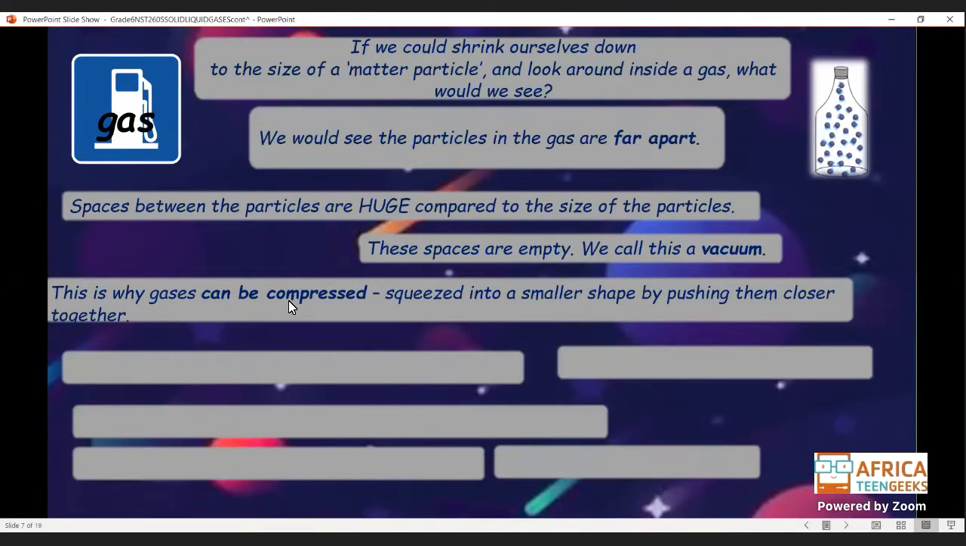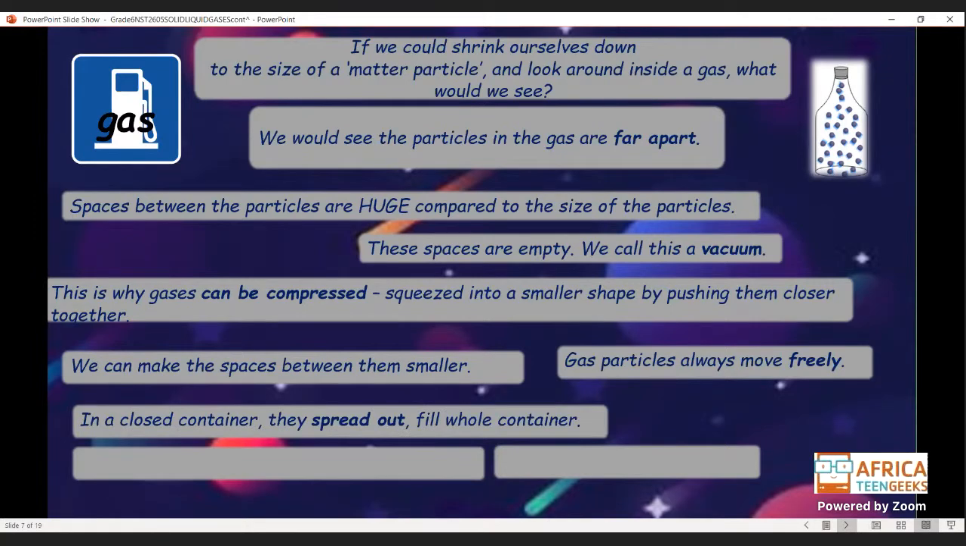Now, this is why we can actually compress a gas, because of the spaces. The spaces allow us to move the gas into a smaller shape just by pushing the particles closer together. That is why we can compress them into small or large or cylinder-like containers. We can also make the spaces between them larger or smaller. Now, gas particles move freely, and in a closed container, they still spread out.